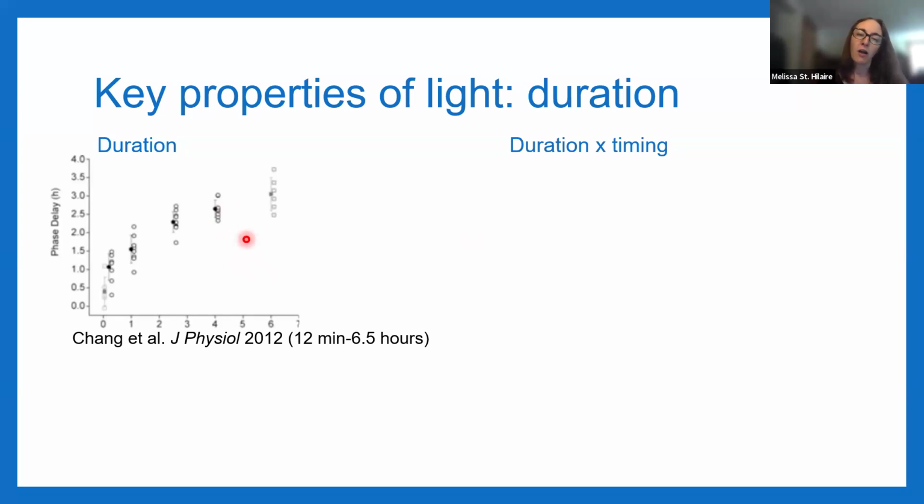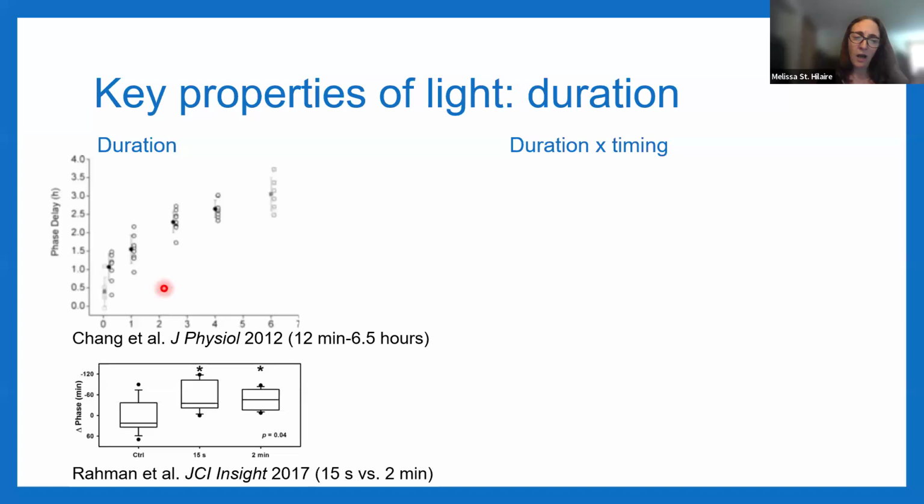So Anne-Marie Chang and colleagues constructed what we call a duration response curve. We're looking at as short a light exposure as 12 minutes, just over one night, all the way up to 6.5 hours. So these other increments are, actually I can't remember what this one is right now. It's less than an hour. I think it's maybe 30 minutes, 1 hour, 2.5 hours, and 4 hours. And we see that there's this obvious progression where the longer the light exposure, the more phase delay that we see.